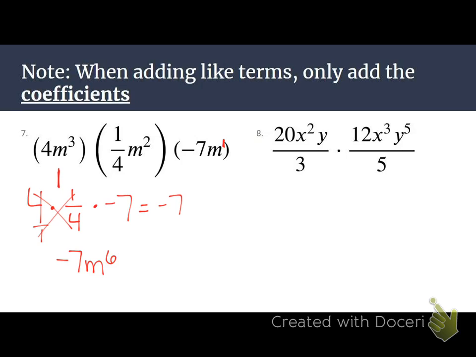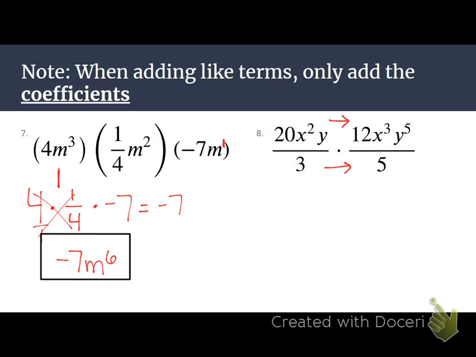Questions about example 7? Okay. On example 8, if you wanted to, you could do some reducing before you get started. Or we can just multiply straight across the top, straight across the bottom. Let's go ahead and just multiply, and we'll do our reducing at the end.